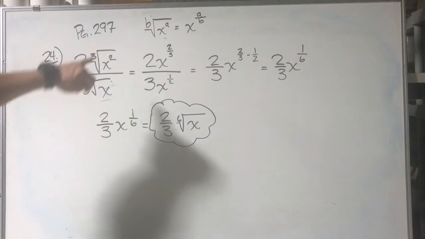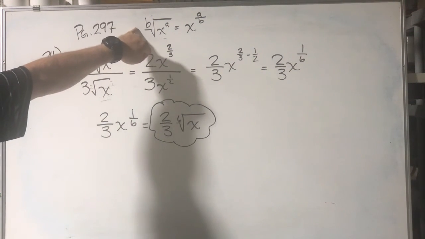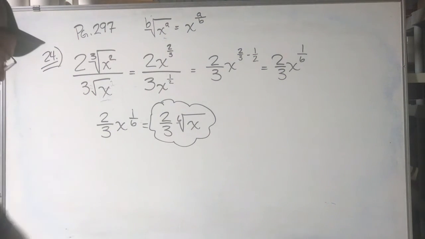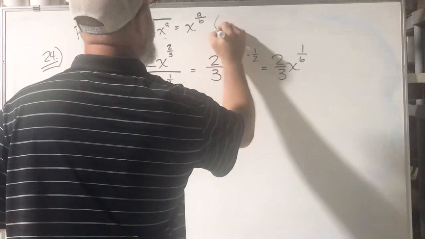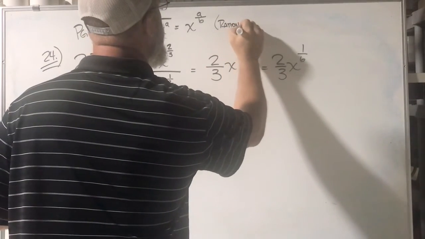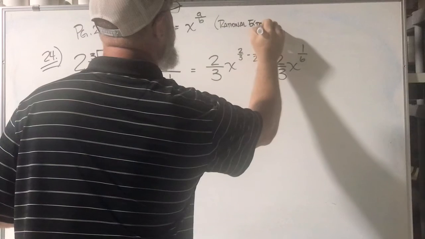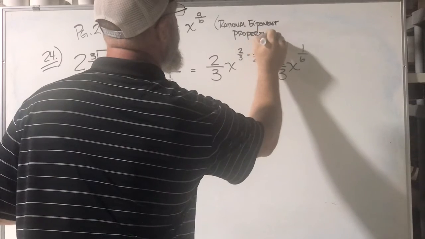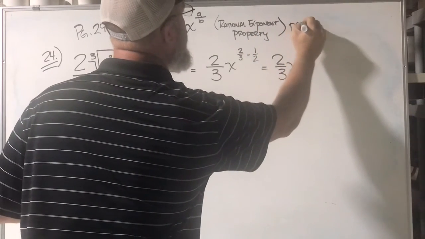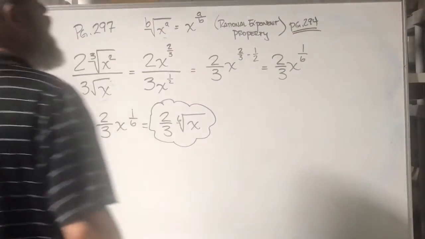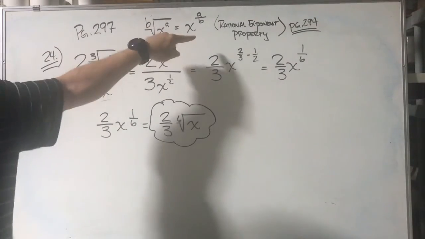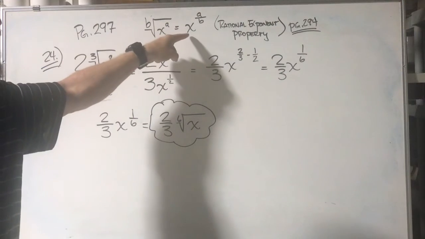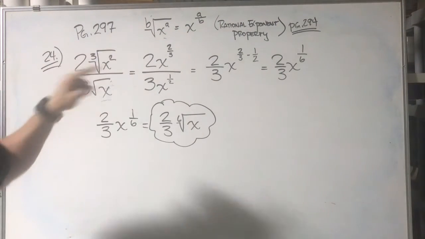Okay? So what's really important is understanding this property. And again, that property can be found on page 294 in your book, and it is called the rational exponent property. All right, that's on page 294. All right, you need to know this backwards and forwards. And by understanding this backwards and forwards, then these problems become easier.